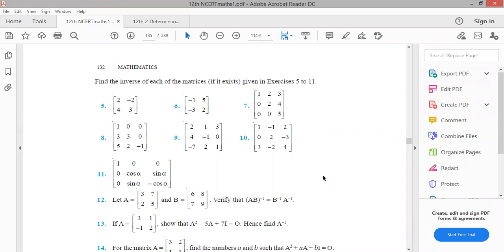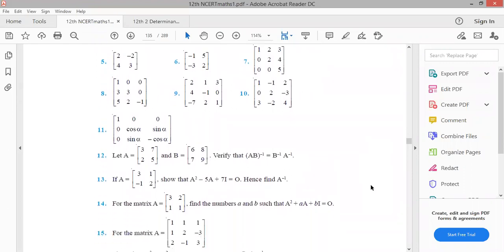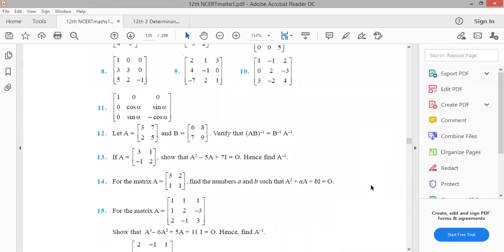In this lecture, we will be once again discussing the inverse of a matrix, but the context is somewhat different. Here we have some questions. Question number 12. Here it is actually the reversal law of inverse of matrices. We have to prove it for these specific matrices.